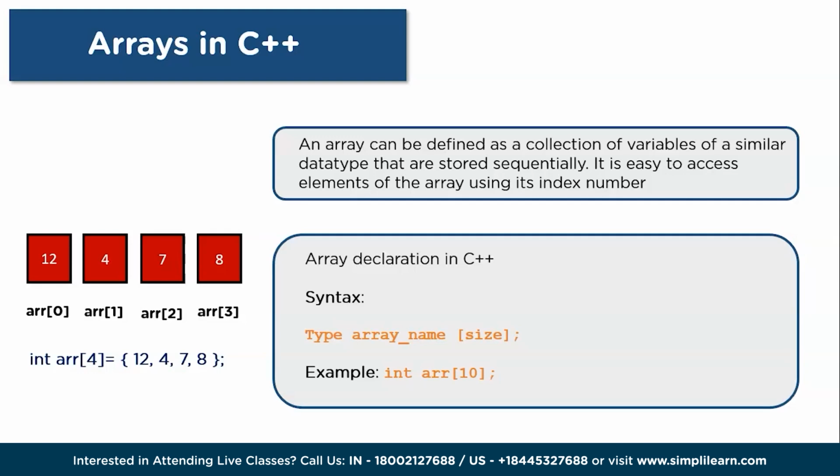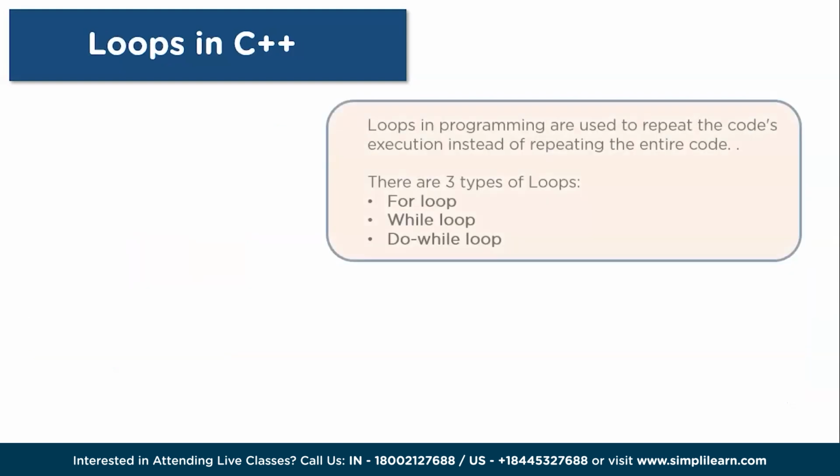Now, coming to loops in C++. Loops are repetition control structures that are generally used to repeat a block or section of code instead of repeating the entire code. There are three types of loops in C++: for loop, while loop, and do while loop. So let's start with for loop.